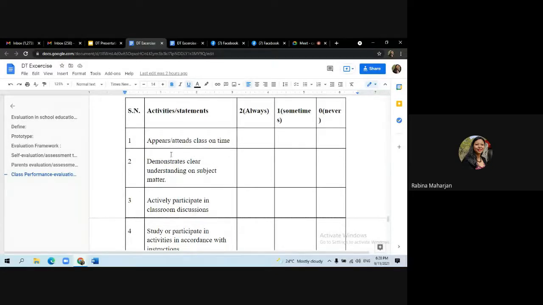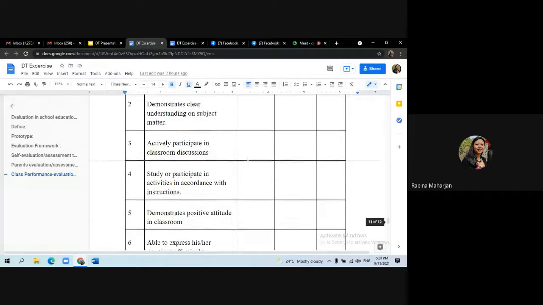We have covered criteria such as appears or attends class on time. Since the online classes, some students are entering the class very late. So coming to class, attending on time and staying full time is a very important aspect, and we have considered it here. If he or she always comes to class on time, they will have 2 marks. If sometimes, 1 mark. If never, 0 marks.